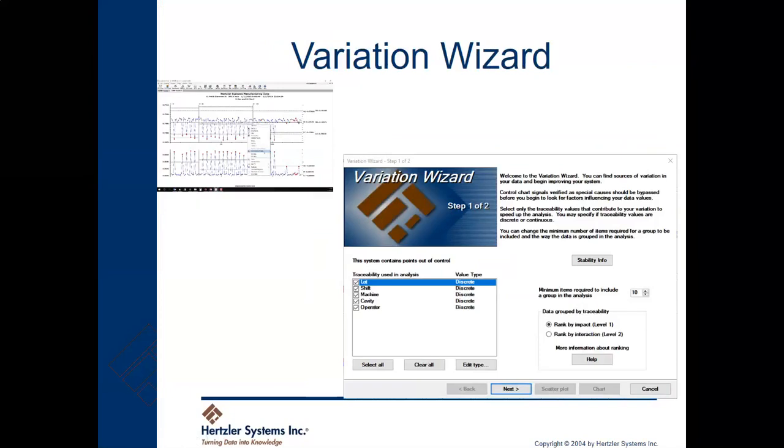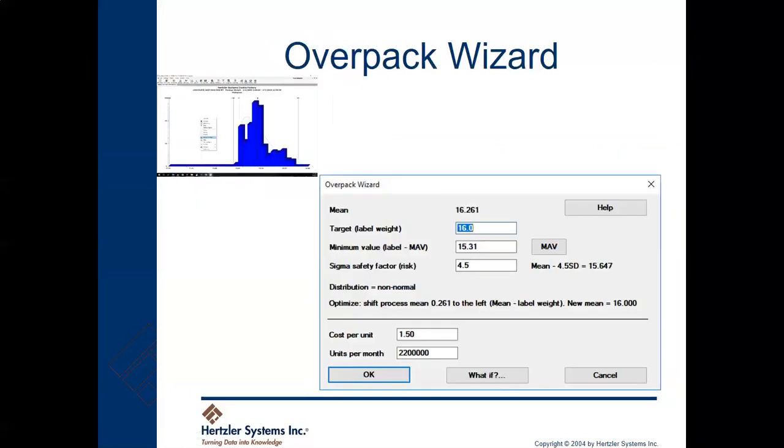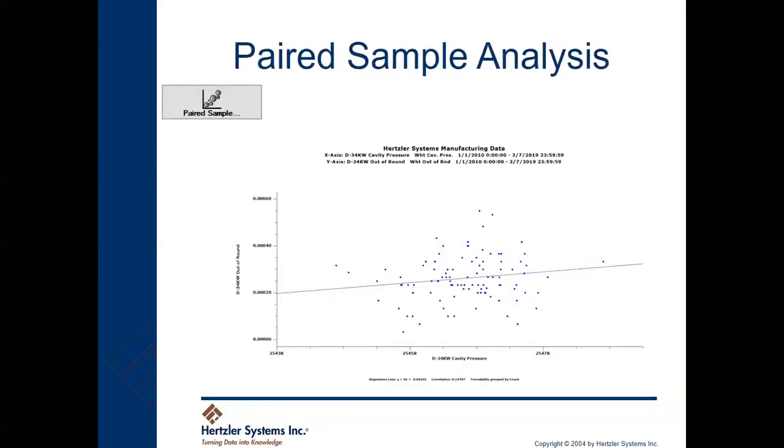You can even do a second level analysis, which, for example, would take each shift and examine it by all the other possible traceability combinations. Then it will move on to machine and do the same for each set of values. For food customers, the overpack wizard will help you identify savings if you can shift your process average closer to the target weight so you're not giving away so much product. And paired sample analysis gives you a simple correlation between two characteristics of the same part. For example, does one dimension influence another, or does a process parameter like temperature have a direct or inverse relationship to a finished good measurement value?